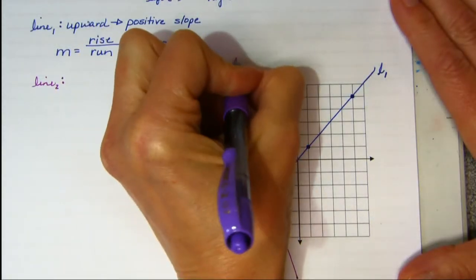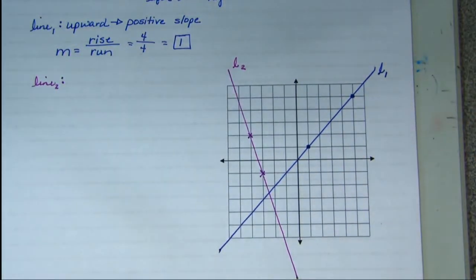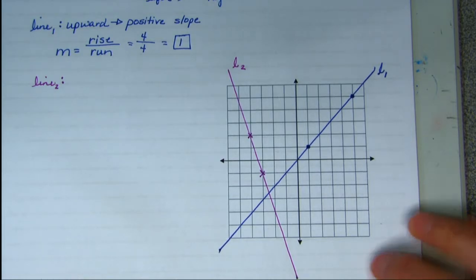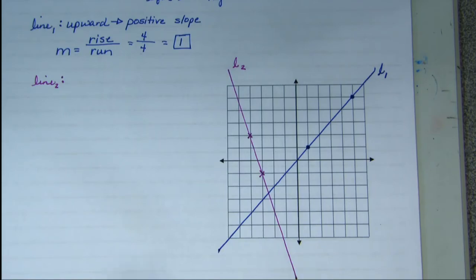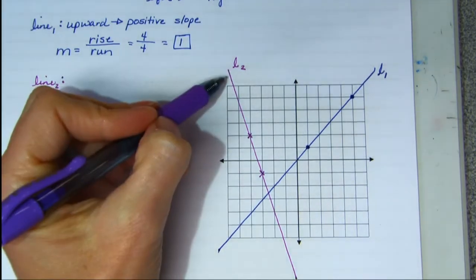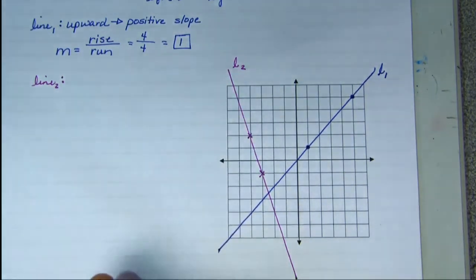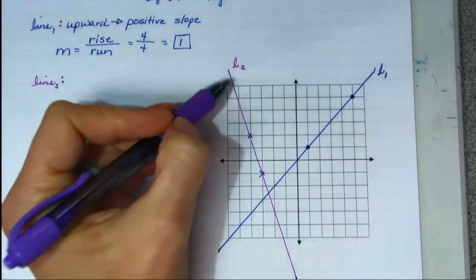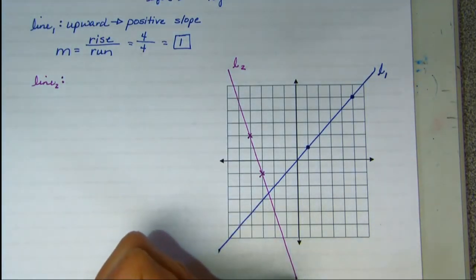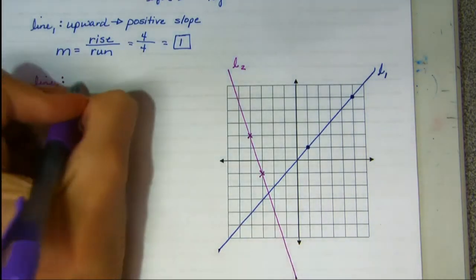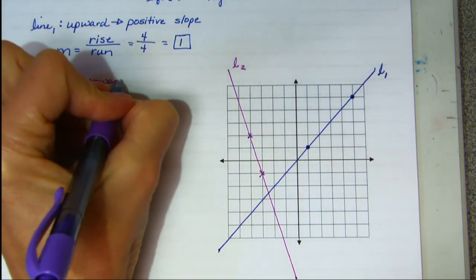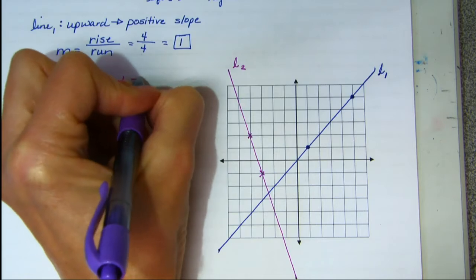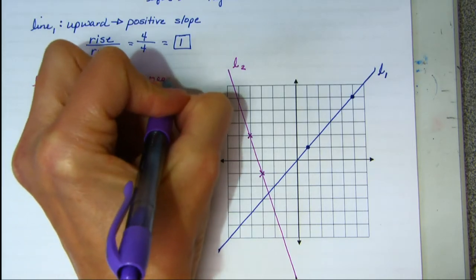This is line two. Now, is my slope positive or negative? Again, read the line from left to right. If I start at the left and I go to the right, it's going downward. If I were to go downward, that would be a negative thing. So since it goes downward, that tells me that I have a negative slope.